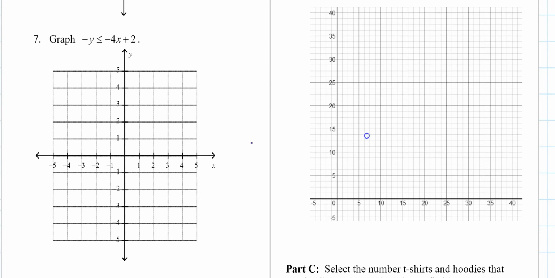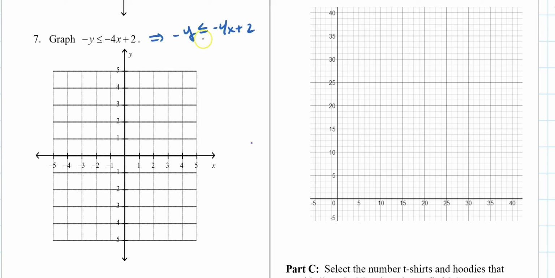Number 7, same idea. We need to graph, but before we graph it, we need to make sure that y is by itself. I can see right now it still says negative y. So I'm going to have to rewrite that. Negative y is less than or equal to negative 4x plus 2.